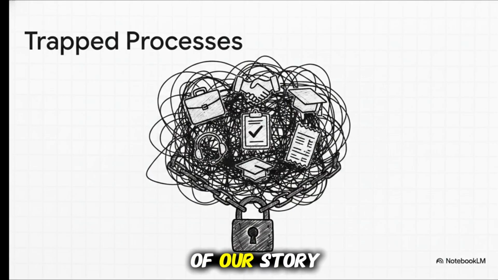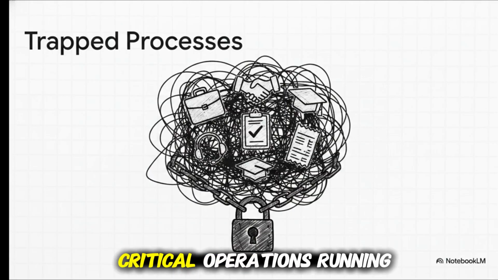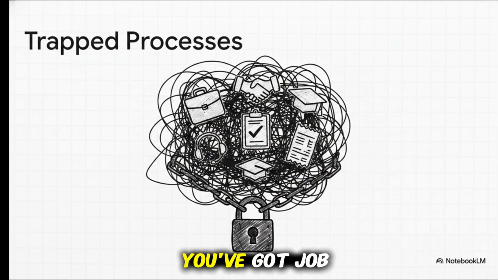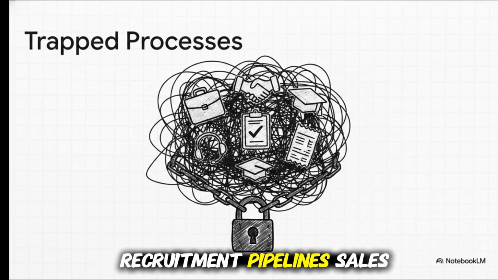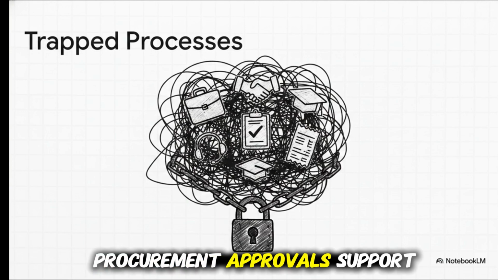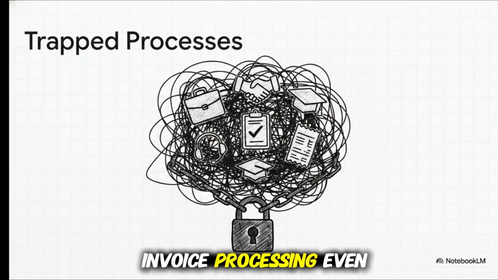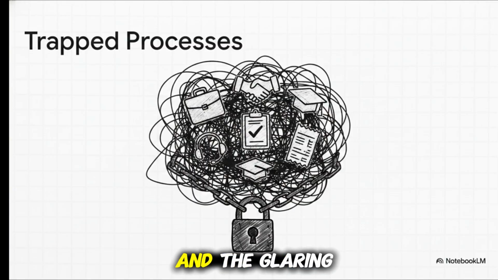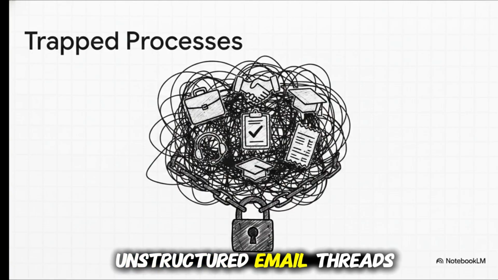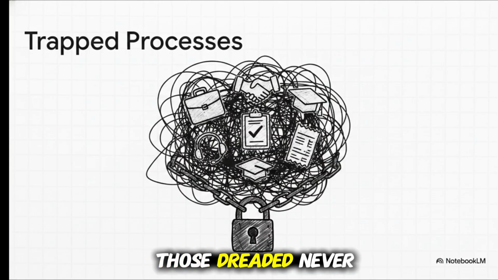The real villain of our story here is trapped information. Just think about the sheer massive scope of critical operations running right now. You've got job applications, recruitment pipelines, sales inquiries, procurement approvals, support tickets, invoice processing, even university admissions. And the glaring issue tying every single one of them together? All that vital data is locked away inside messy, unstructured email threads. You know the ones. Those dreaded, never-ending chains that just haunt our workdays.